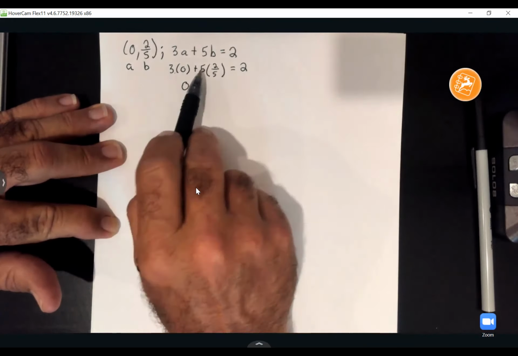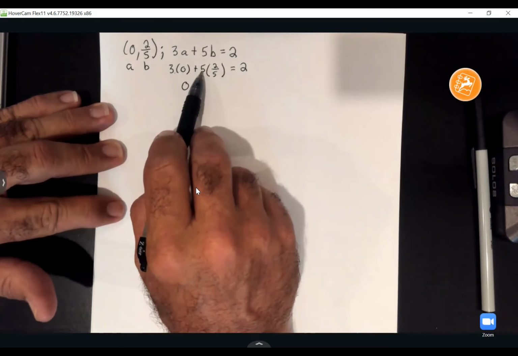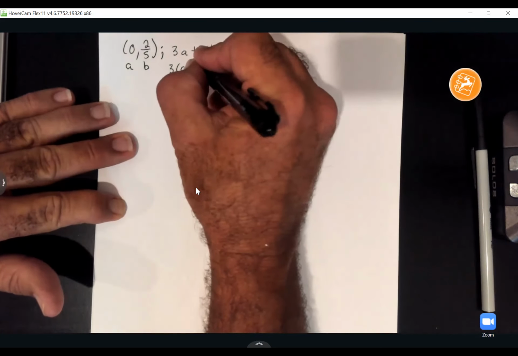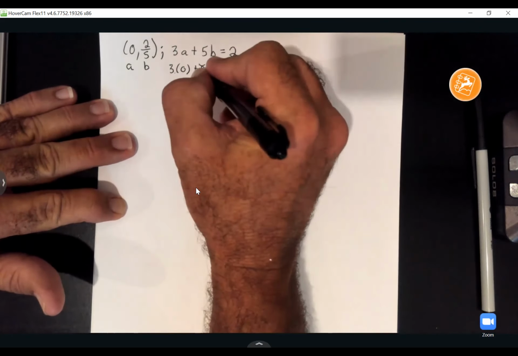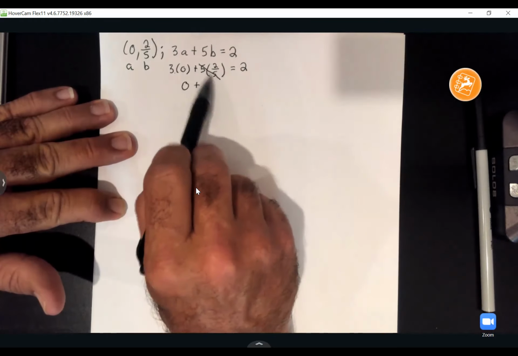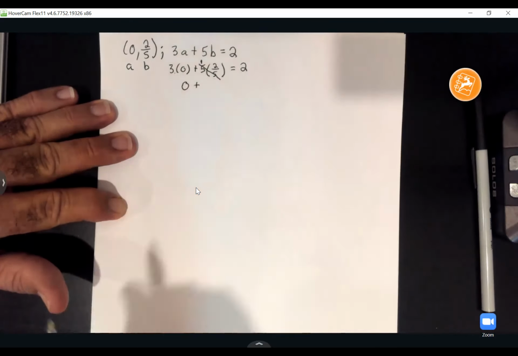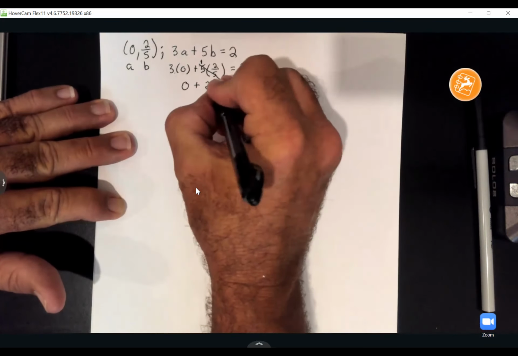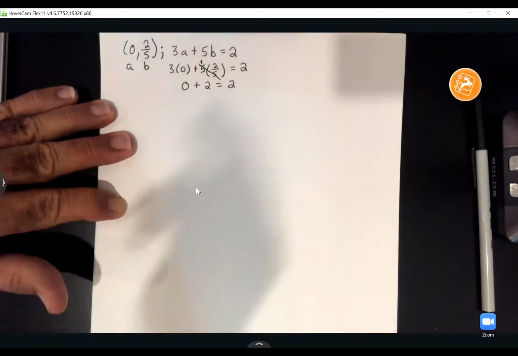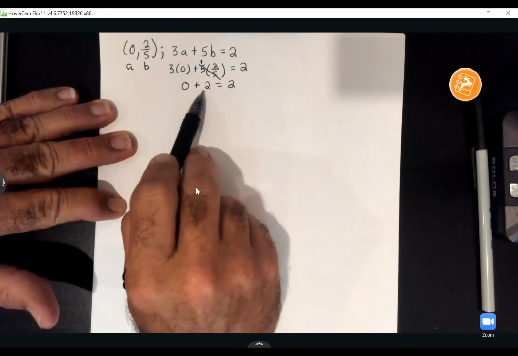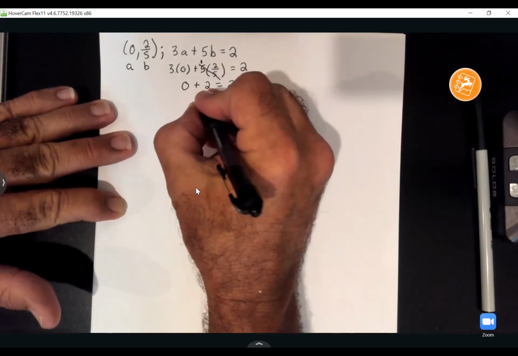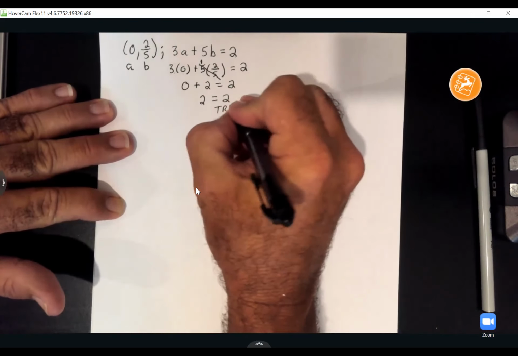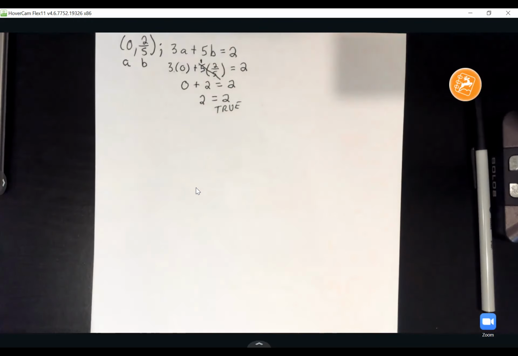Plus, now remember, anytime you got a 5 and you're multiplying by a fraction with a 5 in the denominator, these 5s cancel basically by dividing. So 5 divided by 5 makes that a 1. So now you got 1 times 2, which is 2. And all that has to equal a positive 2. Well, y'all look at that. 0 plus 2 is 2. So we get 2 equals 2, which is a true equation.